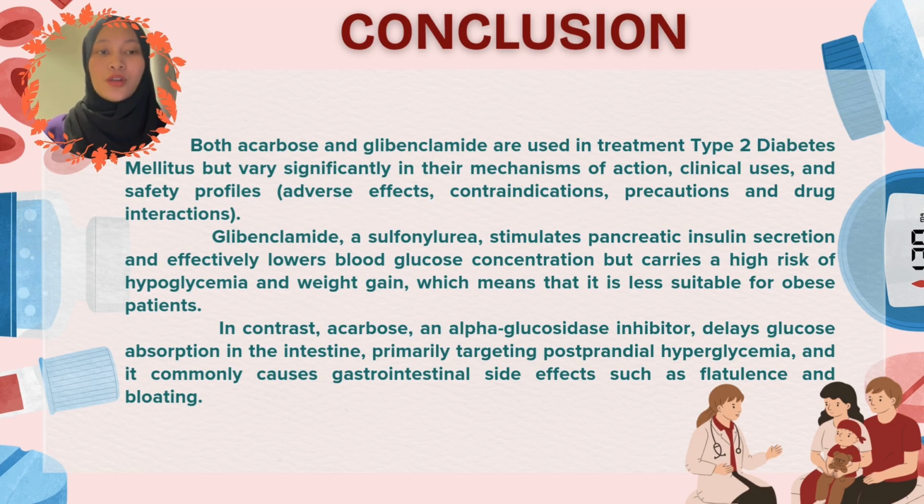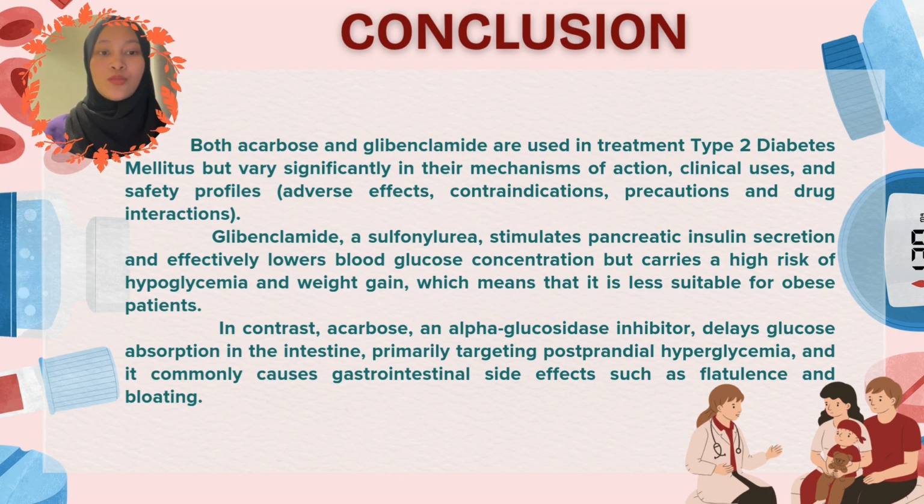In conclusion, both ACARBOSE and glibenclamide are used in treatment of type 2 diabetes mellitus, but vary significantly in terms of their mechanism of action, clinical uses, and safety profile. Glibenclamide, a sulfonylurea, stimulates pancreatic insulin secretion and effectively lowers blood glucose concentration, but it carries a high risk of hypoglycemia and weight gain, which means that it is less suitable for obese patients.